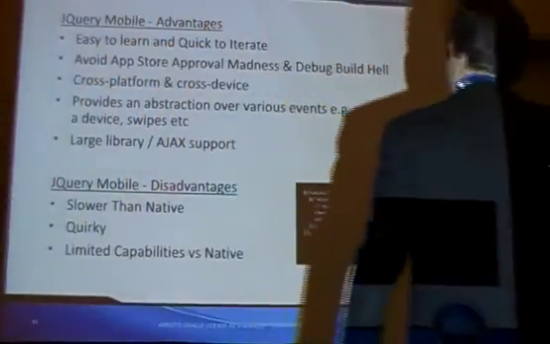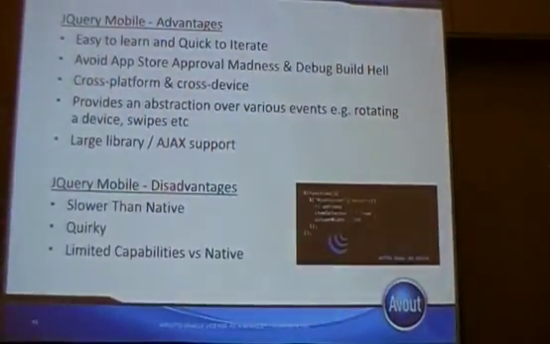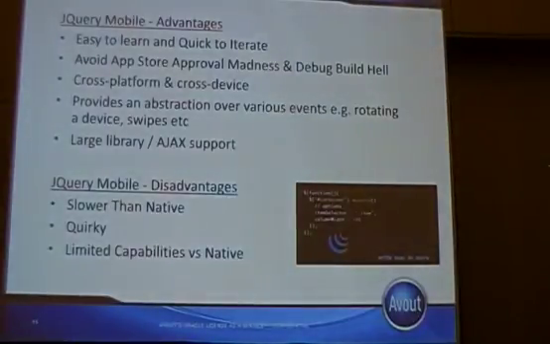So the advantage of using jQuery, it's easy to learn, very quick to iterate. You can avoid the App Store approval, like Tony said. You can avoid that by locking yourself into a particular device. But again, it's just one of those things that we want to get rid of as many roadblocks, as many hassles as the developer has to go through. Cross-platform, cross-device provides abstraction over rotating device, doing a swipe. There's a very large library of code. And if you look at the function code here, it's very similar to other languages that you've probably seen for developing inside of a web environment. It's very similar to JavaScript.